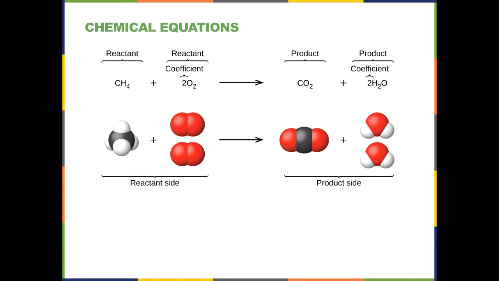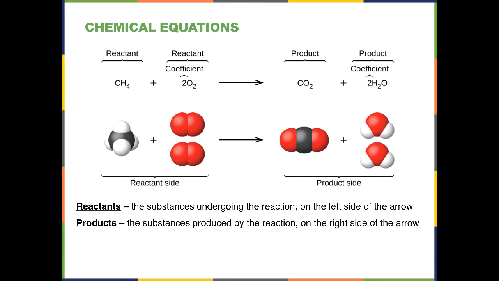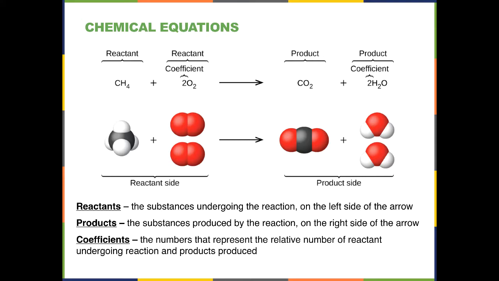And you see you have 2 sides to the equation. There's the reactant side, which is the substances that are undergoing the reaction and are on the left side of the main arrow. And then there's the product side, which is the substances that are produced by the reaction, and they're on the right side of the arrow. The coefficients are the numbers that represent the relative number of each reactant undergoing the reaction and the relative numbers of the products that are produced.